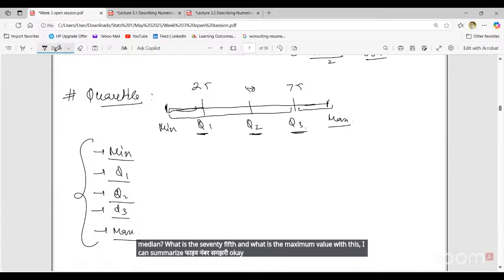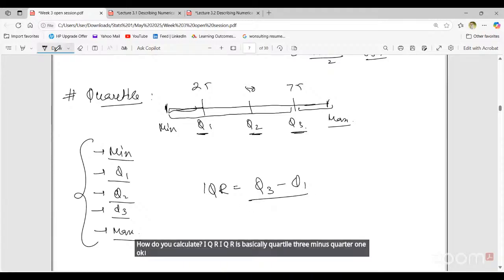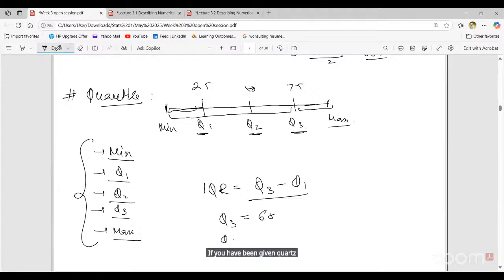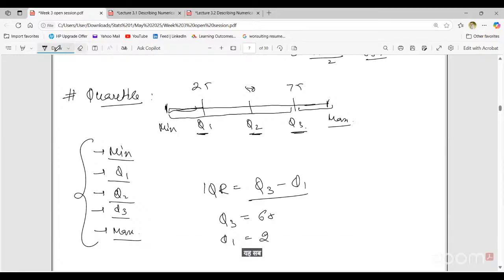Now, how do you calculate IQR? IQR is basically quartile 3 minus quartile 1. So if quartile 3 is given as 68 and quartile 1 is, let's suppose, 20.